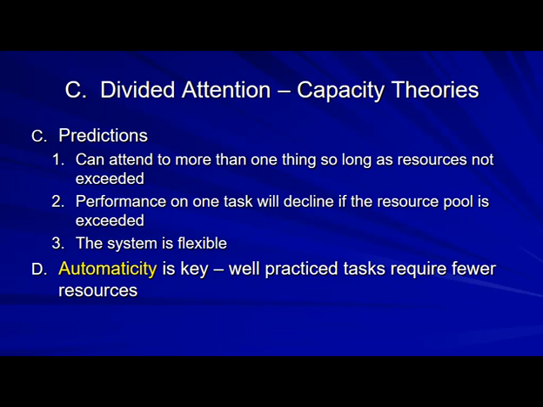So we can attend to more than one thing at a time, so long as our resources are not exceeded. We do know that performance on one task will decline if the pool is exceeded. We also know that the system is flexible. And the more automatic something is, the fewer resources that it requires. So when we're talking about dividing our attention between tasks that require a lot of attention, generally we're talking about task switching.